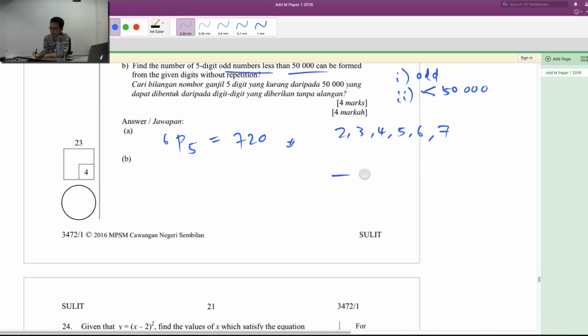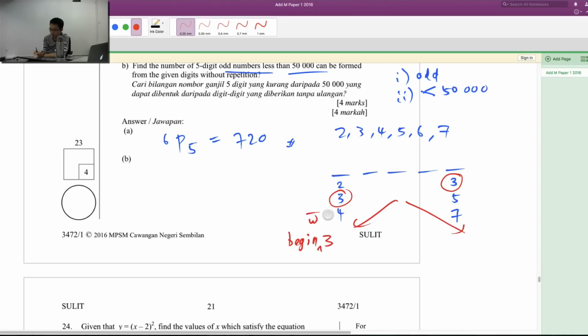So now I have 5 slots. Since it must be less than 50,000, that means the first number I can put only 2, 3, and 4. But if they want odd number, that means the last digit I put must be 3, 5, and 7. Now I have one problem here. 3 is repeating, so I will separate them into two different cases. The first case I will say begin with 3. That means the first number of the 5 digits is 3. The other case I will say begin with 2 and 4. That means the first digit here, I will put 2 or 4.